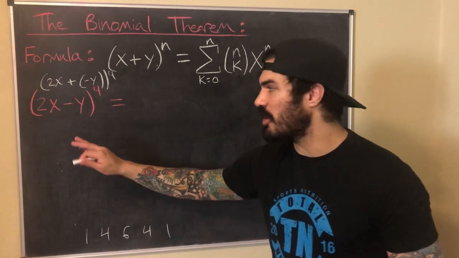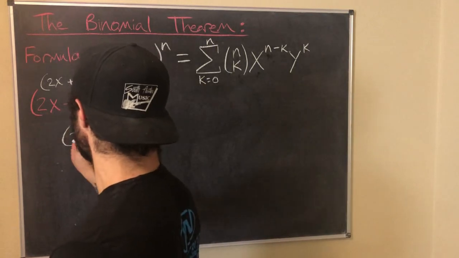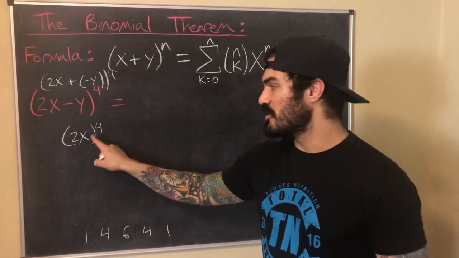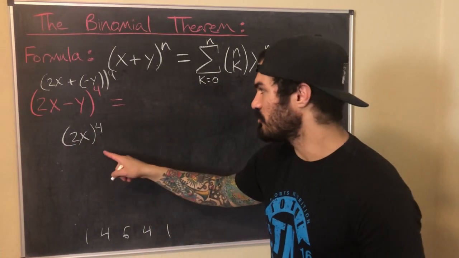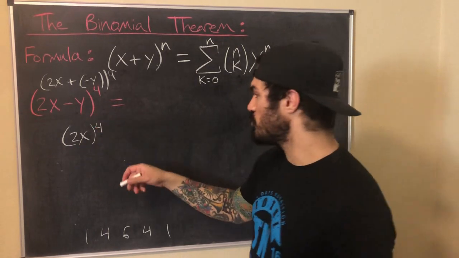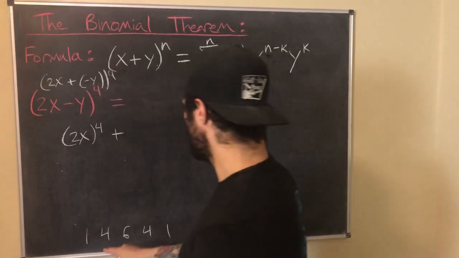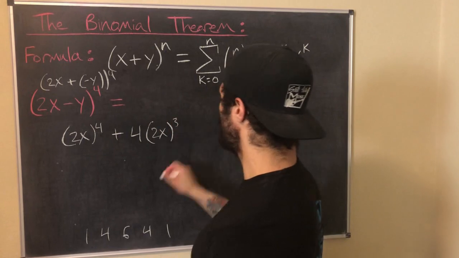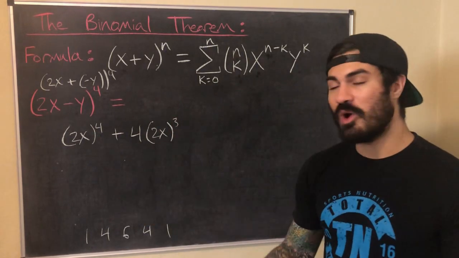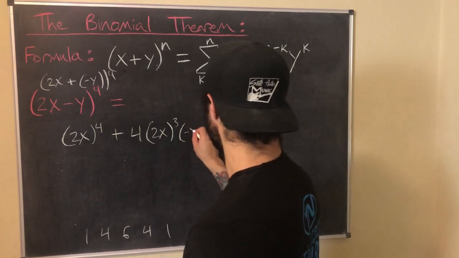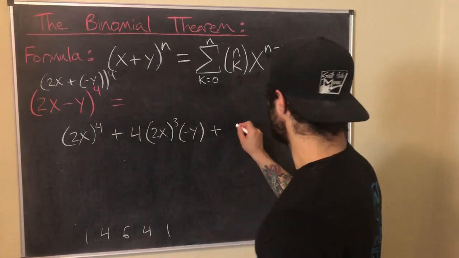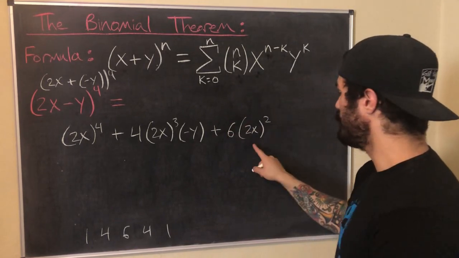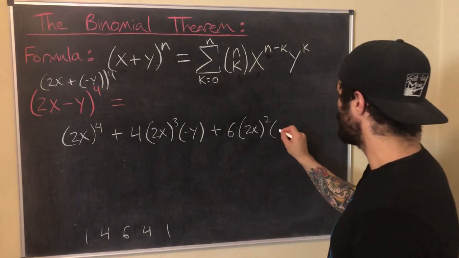So I'm going to start with 1. I'm not going to bother writing that because it's going to be 1 times 2x to the n, which is 4, and I need those parentheses because that fourth power is going to go to the 2 as well, right? Times negative y to the 0, which is just 1, so that's my first term, plus now I have a 4 times 2x cubed. Remember, these are going down by 1, and my negative y is going up by 1. So now I just have a negative y to the first, plus 6 times 2x squared. Remember, I need the whole thing to be squared, and now we have negative y squared.